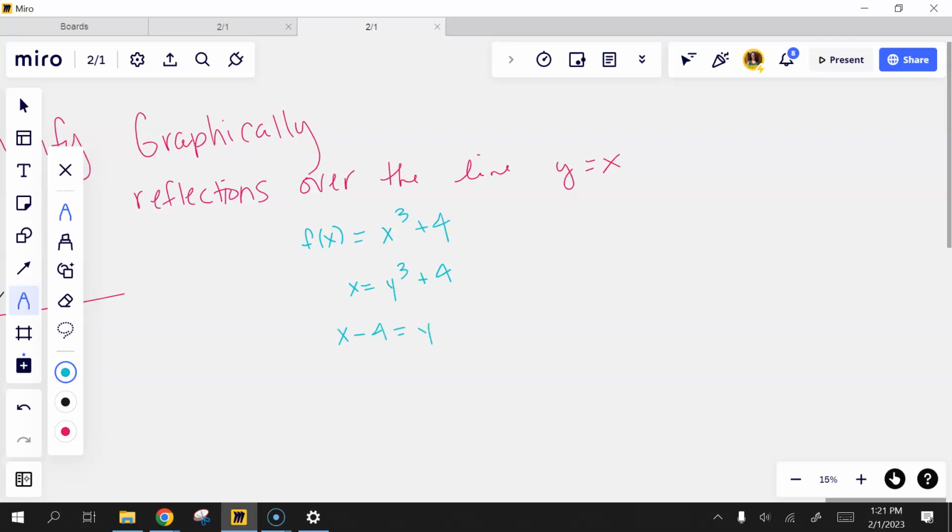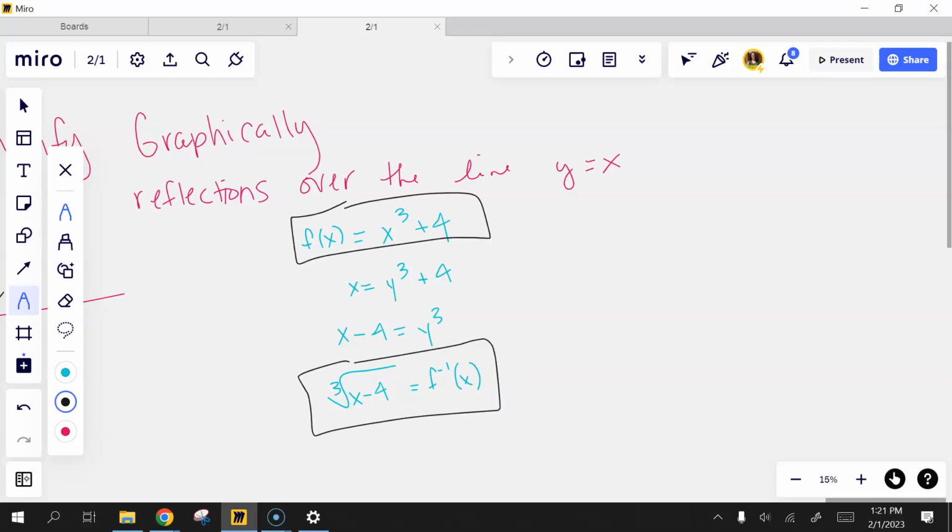x minus 4 equals y cubed. So cube root of x minus 4 is the inverse. So I have the two equations that I'm graphing. This one and this one. Because I know my parent function so well.